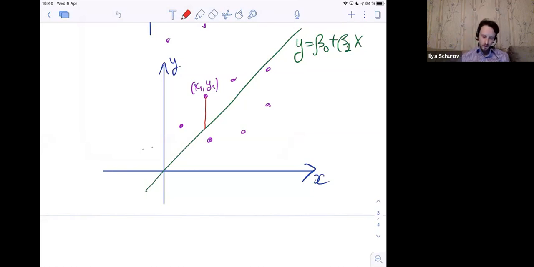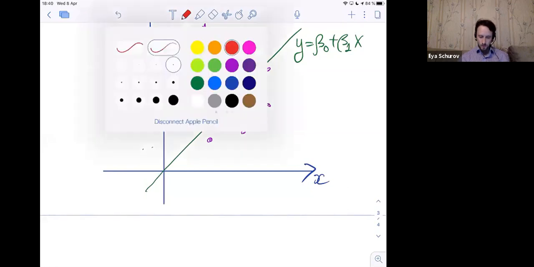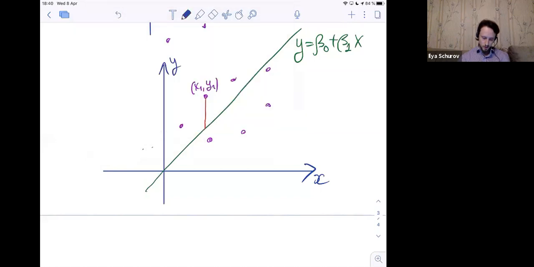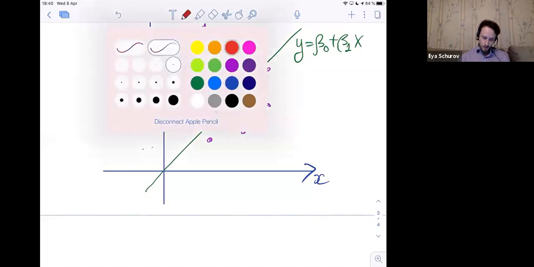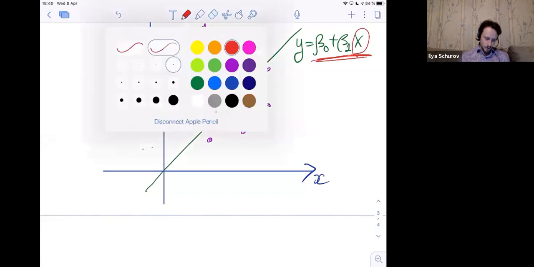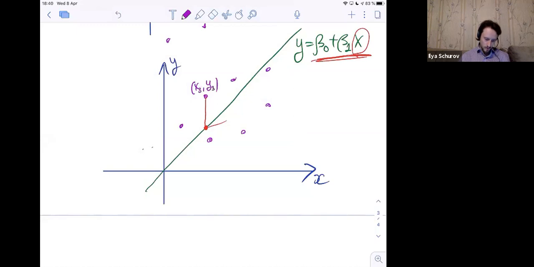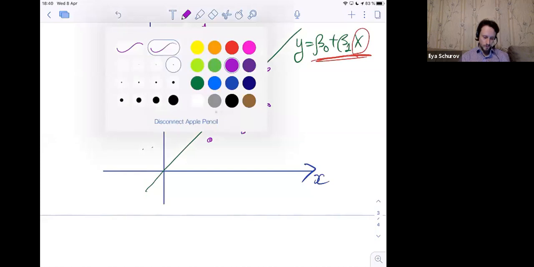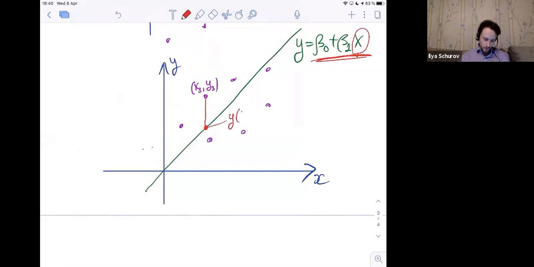So how can I write this distance using a formula? Actually, I can do it in the following way. The coordinates of this point are a kind of prediction of my model, and it is calculated using this formula when I put x1 here. Okay, let us rename this point. This is not x1, but x3, y3. It is not important what the number of this point is. And then this is just y of x3.